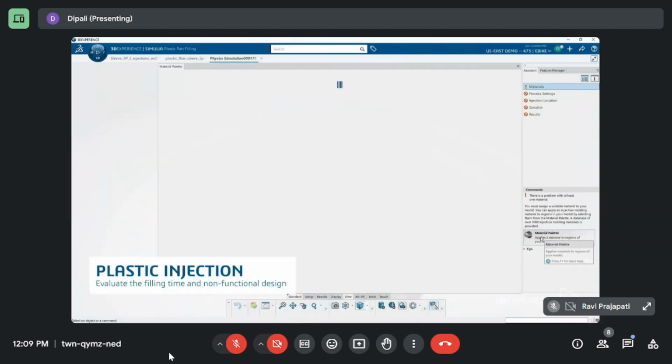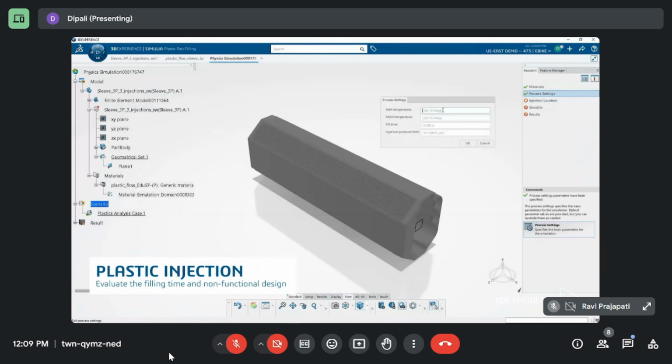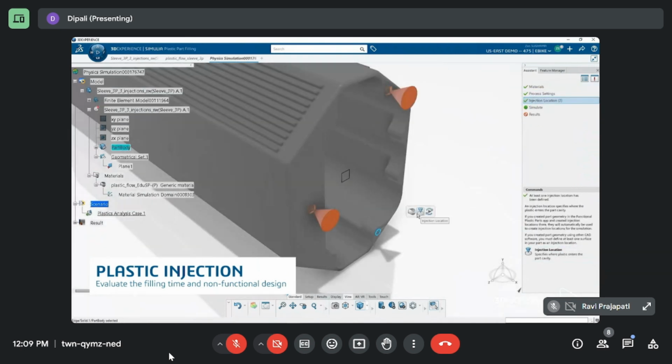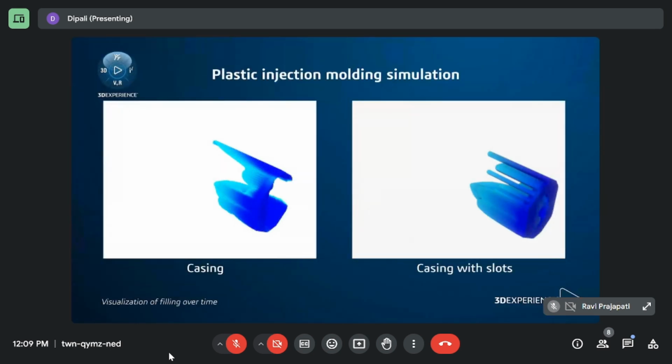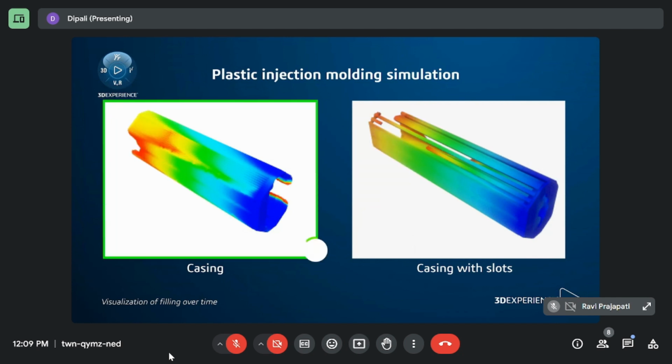They also took advantage of the injection molding simulation capability on the 3DEXPERIENCE platform to evaluate the uniformity of plastic flow in both design versions of the molds. The casing with open slots showed longer plastic filling time around the slots. Because of this, and the additional cost of the mold for a casing with open slots, the supplier chose to go with the initial fully closed casing design.